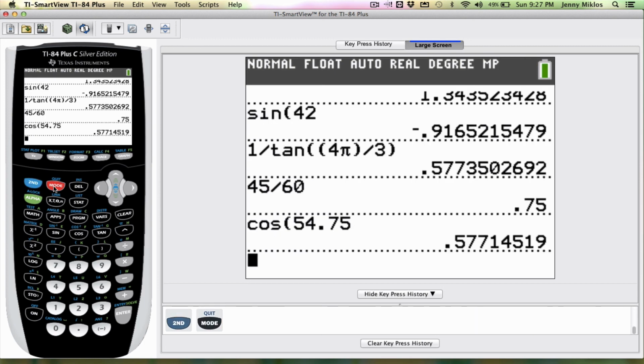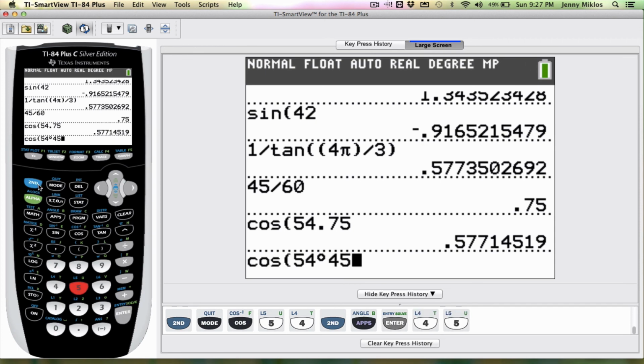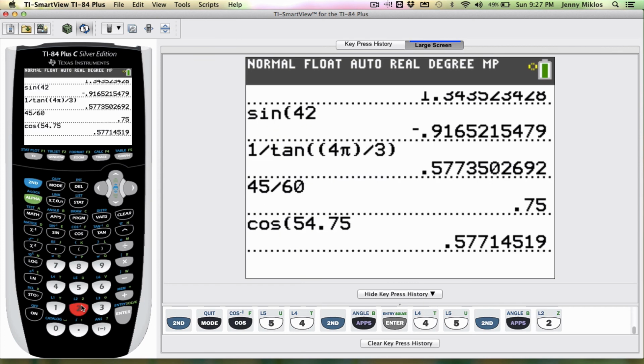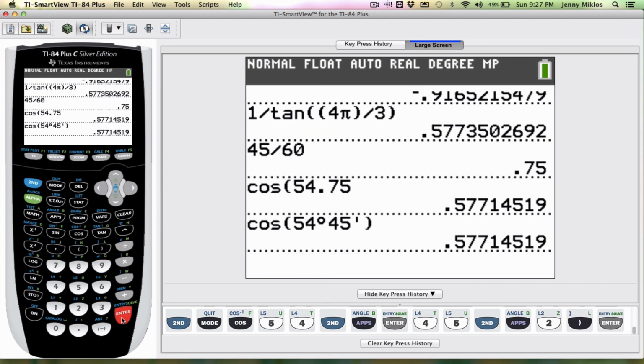Okay, so what I'm going to do here, I'm going to do cosine of 54, and I'm going to give it a degree symbol, and do 45, second application to get me to that angle, and give it a minute value. And notice it gives us that exact same ratio of 0.5771. So you can do it either way, it really doesn't matter. So that is how we deal with when we're finding a ratio.